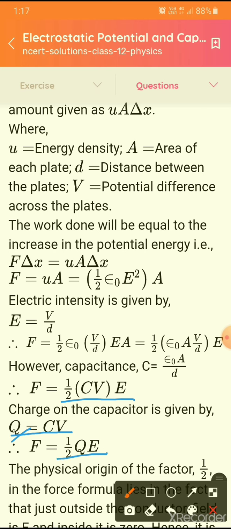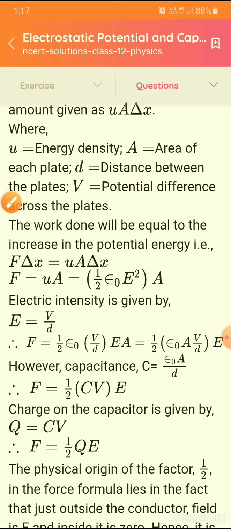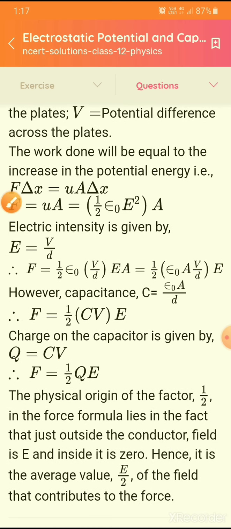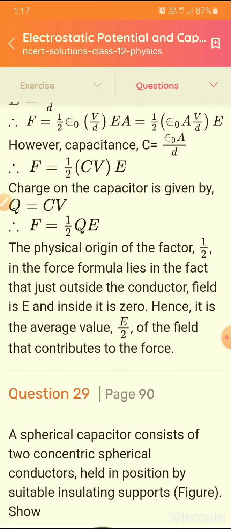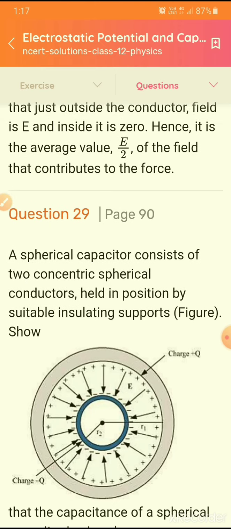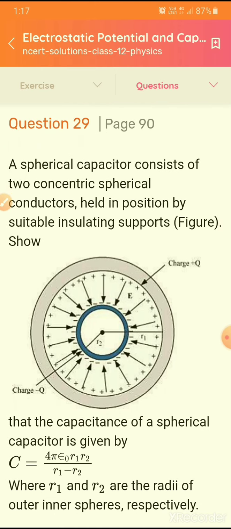So the physical origin of the factor half in the force formula lies in the fact that just outside the conductor the field is E and inside it is 0. Hence it is the average value E by 2 of the field that contributes to the force. This is about the 28th question. Now we can go for question number 29.